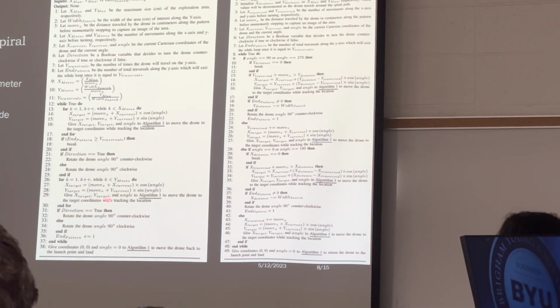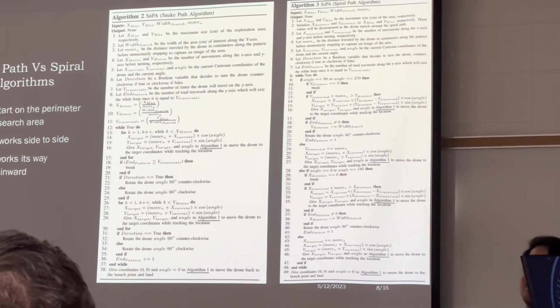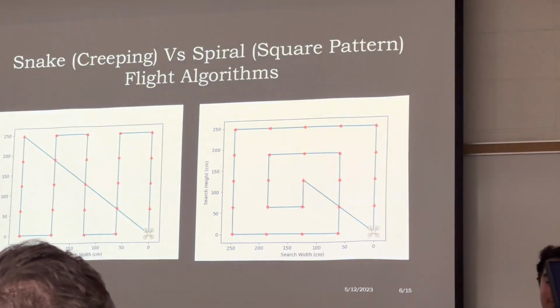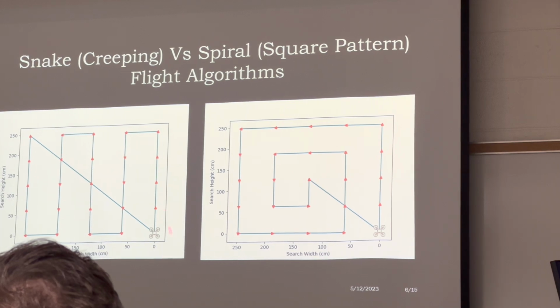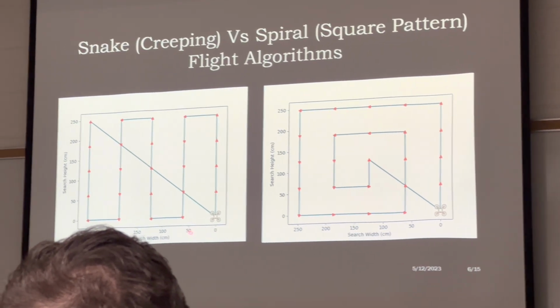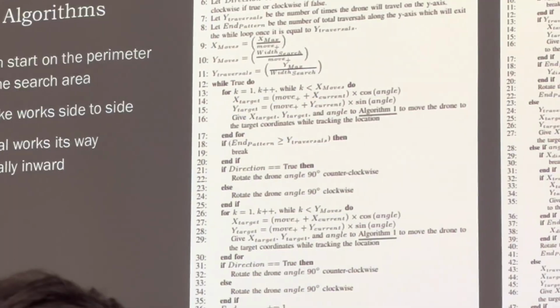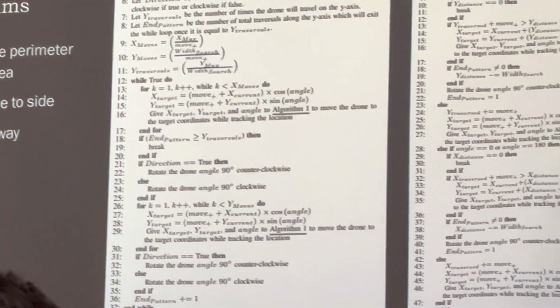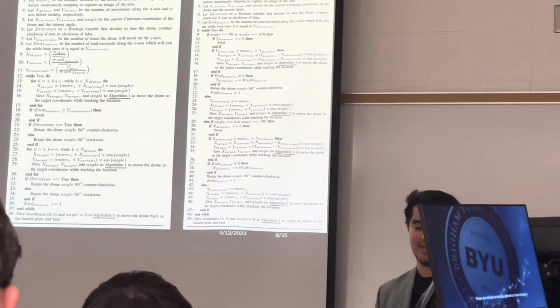An example, we also have a Boolean for the snake path. This determines if we want to move clockwise or counterclockwise, because sometimes we want to move counterclockwise and sometimes we want to move clockwise. So we have a lot of Booleans and variables that determine what's the next step in the path to travel.